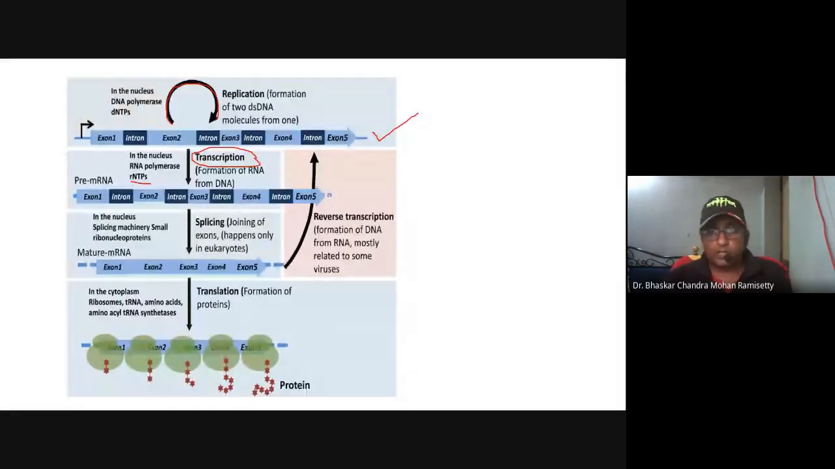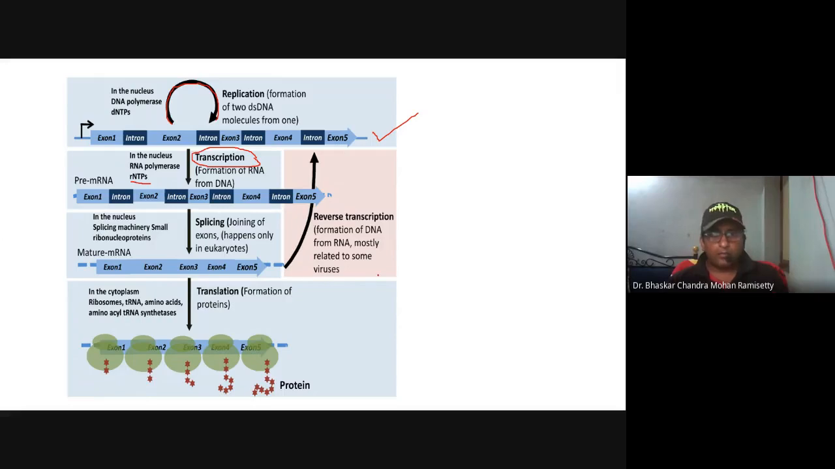Telomerase is also a reverse transcriptase. Telomerase is different because it has a protein component and an RNA component. RNA is used as the template, and the protein component makes the polymerization. So it is an RNA dependent DNA polymerase.